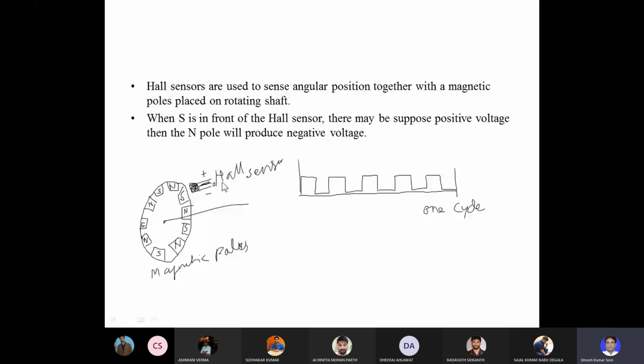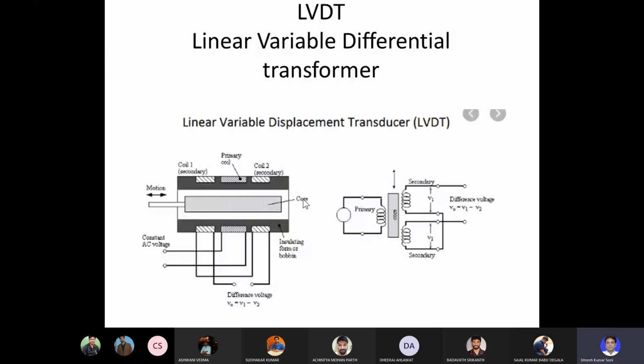So this is also a type of sensor for sensing the angular position, which can also be used in motors, as well as in robotic systems. So we have studied the angular position sensors. Now we have the linear variable differential transducer. Okay, this is also sometimes called a transformer.